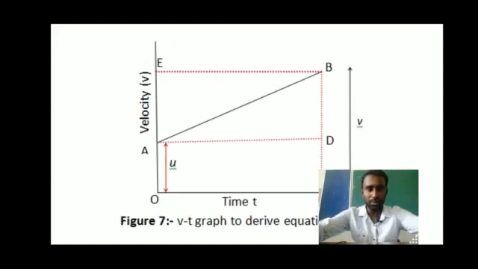This graph I already explained, but anyway today I will say it again: on the x-axis I have taken time t, on the y-axis I have taken velocity. So I am plotting the velocity-time graph. This linear line represents uniform acceleration. Today we are going to see three equations, the first equation being the speed-time relation.